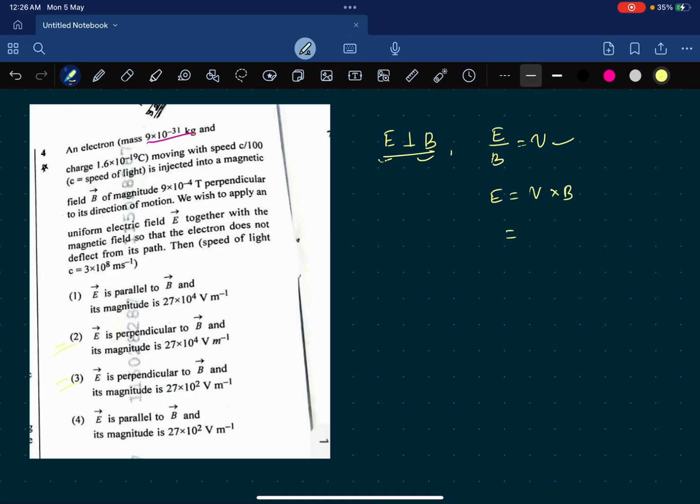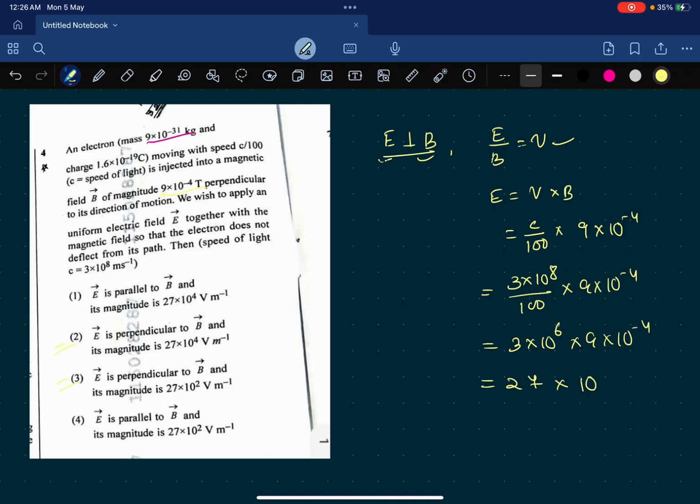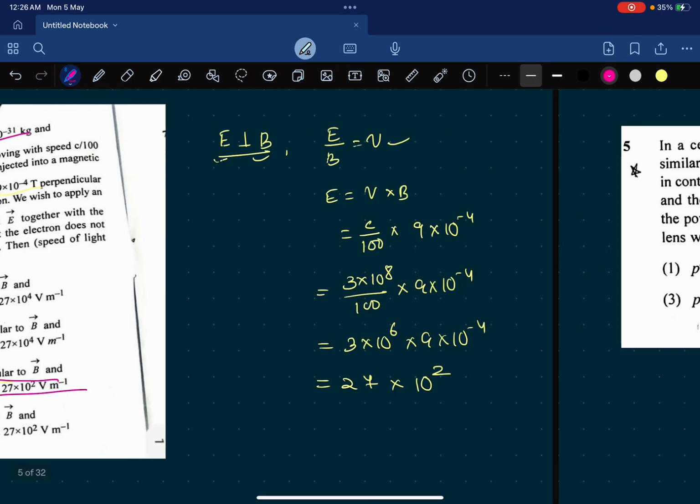So what is the velocity of the charged particle? It is C divided by 100, and the magnetic field's value is 9 into 10 power minus 4. So this is 3 into 10 power 8 by 100, times 9 into 10 power minus 4. So this is 3 into 10 power 6 into 9 into 10 power minus 4. Therefore, it is 27 into 10 power 2. So E is perpendicular to B, and the magnitude is this one. So option 3 is the answer.